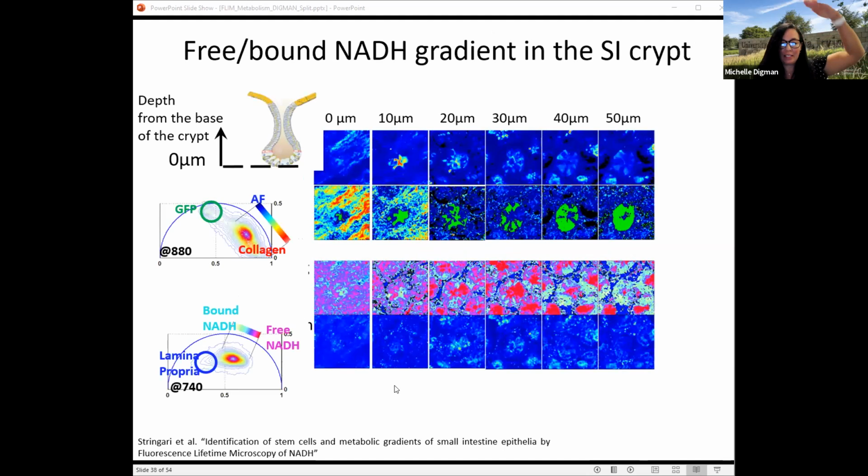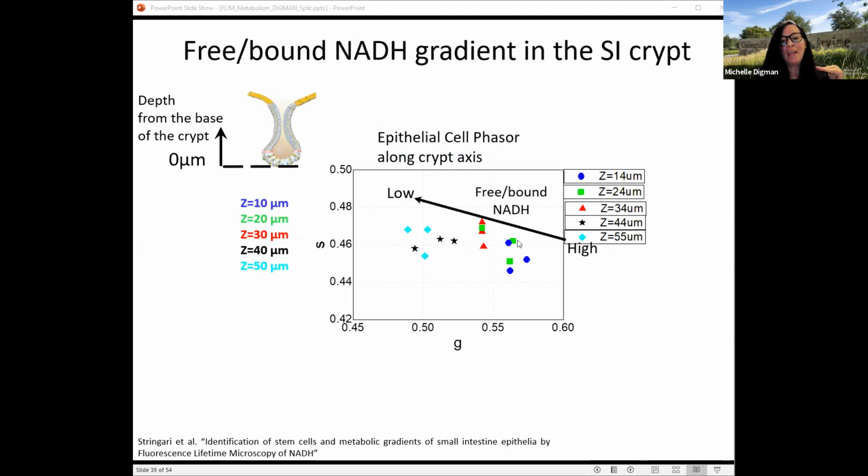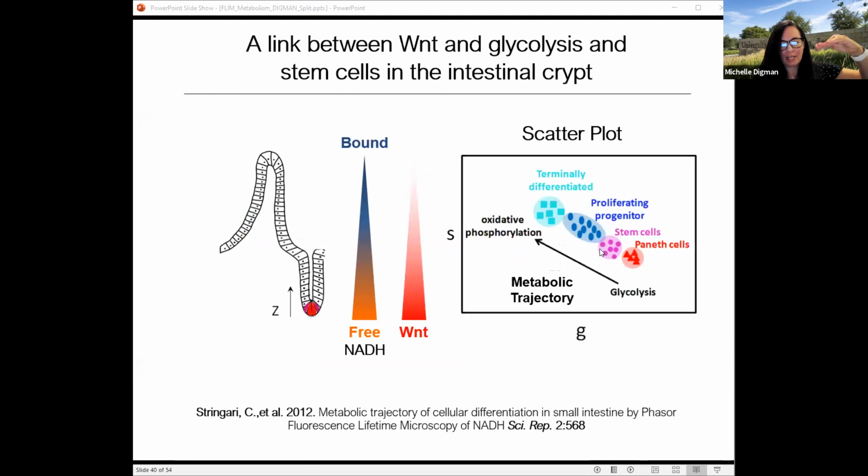And you can do Z stacks, because if you want to look at the differentiation along this axis, it's important to look at the cross section of the lifetimes. And in the Z Phasor plot here, what you could see is the average lifetime at the bottom of the crypt. Here, they're more glycolytic. And as we move up the crypt, you get more bound NADH.